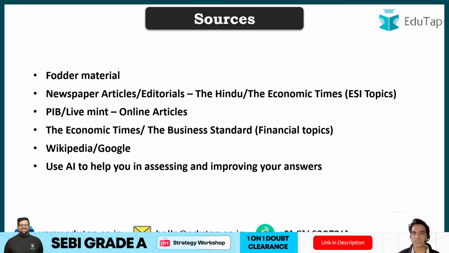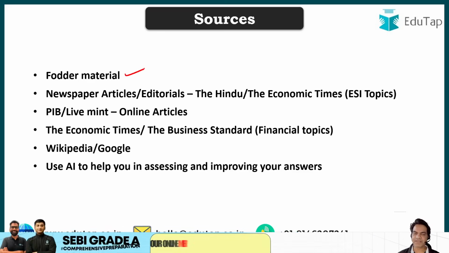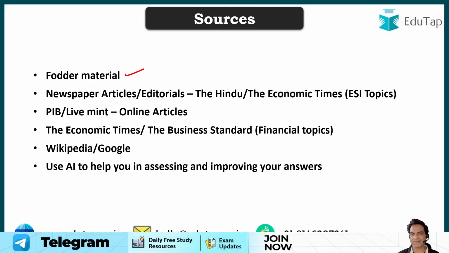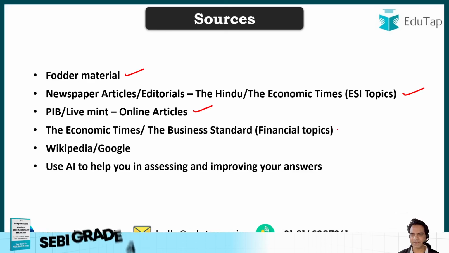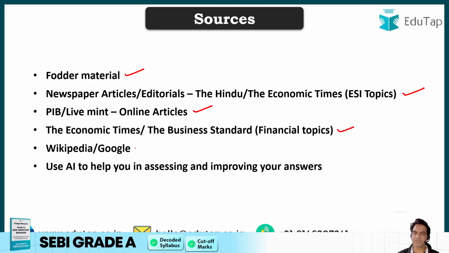Now, what are the sources that you can use to prepare for these topics? Now guys, we have provided you fodder material in our courses. We have compiled some 60 tentative topics with detailed information on those topics. You can use that to prepare for such topics. You can use newspaper articles, editorials from the Hindu or Economic Times based on ESI topics, PIB or LiveMint for online articles, then Economic Times or Business Standard for financial topics. Use Wikipedia or Google, but relevant sources to prepare for such topics.